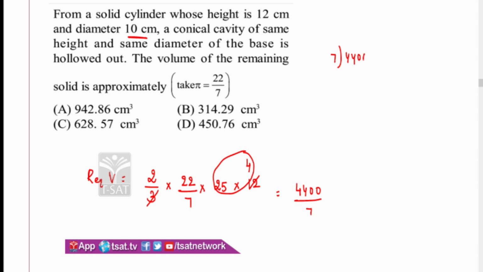By finding a few digits you can come to the answer. 6. So there is only one option which is starting with 6. If you want to go further, you can check it. Then after 6, 7 2s are 14, then after that 7 8s are 56, and it goes on like that. So the answer is 628.57 centimeter cube.